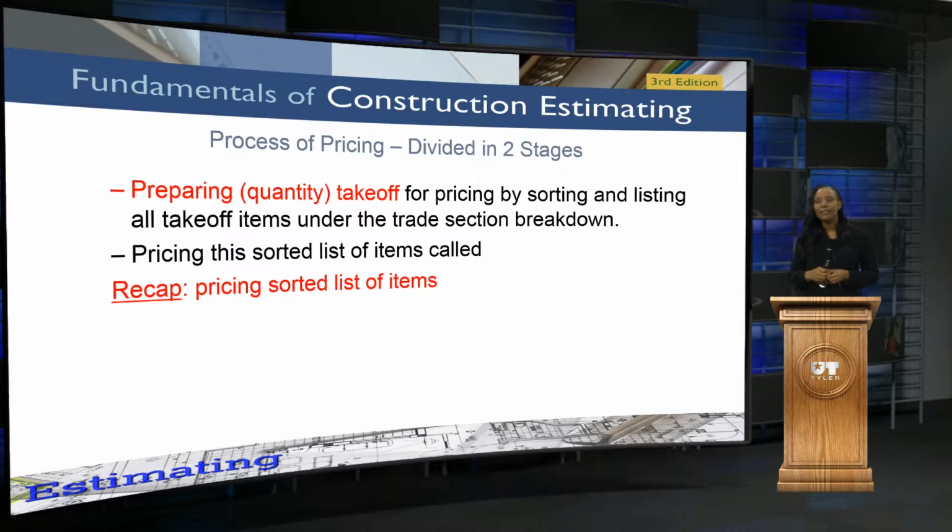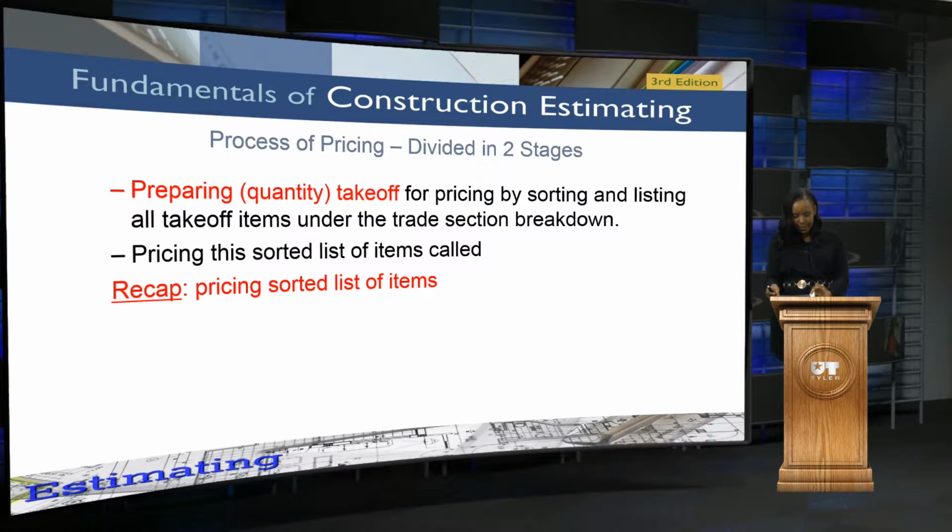Now, the process of pricing is really divided into two stages. There's preparing the quantity takeoff, like we already said, this is what you did last semester, and you're pricing by sorting and listing all of the takeoff items under a trade section breakdown. And then we're going to go into pricing the sorted list of items and make it into what's called a recap, and that's pricing all of those sorted items.